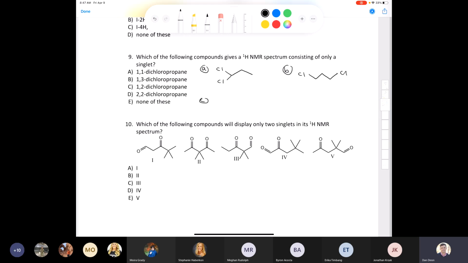C is 1,2-dichloropropane, so if we have something like this. Not a lot of space here, is there? That, and then D is what? D is 2,2-dichloropropane. I'll just throw this out there to my students in the interest of time. Does anybody have an idea which one of these would only give one singlet?